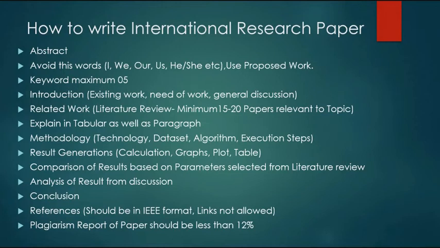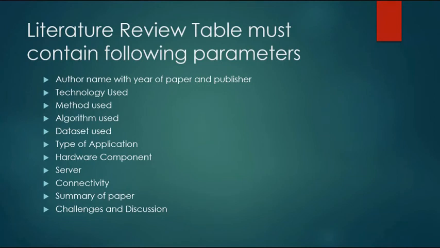Whatever you do in this literature review, you have to place these details in tabular form as well as in paragraphs. I will tell you one example here. The literature review table must contain at least these different parameters. The first parameter consists of the details of the authors, year of publication, the publisher, the title of that paper, and so on.